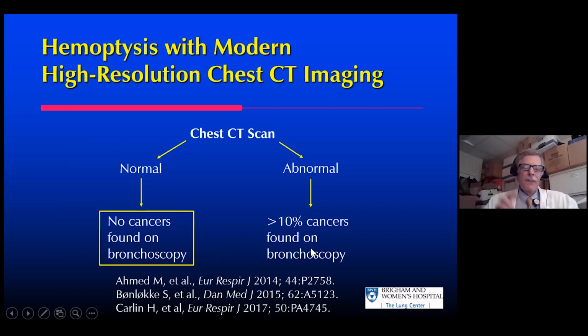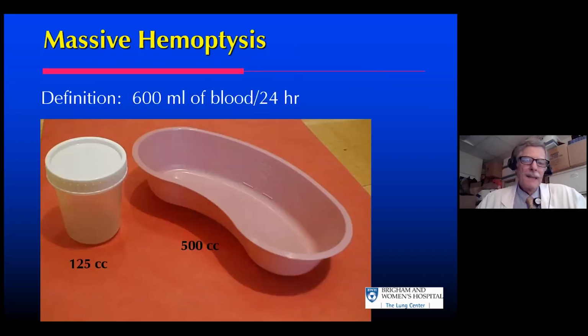Let's take just a minute to think about massive hemoptysis. That's defined as more than 600 milliliters of blood in just 24 hours. That's a lot of blood. This is that plastic emesis basin overflowing with blood. It's 4 of these or 5 of these specimen cups filled to the top with blood.